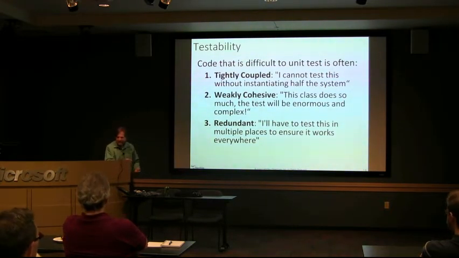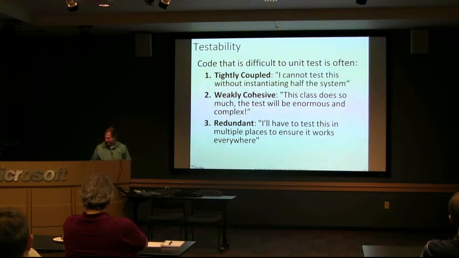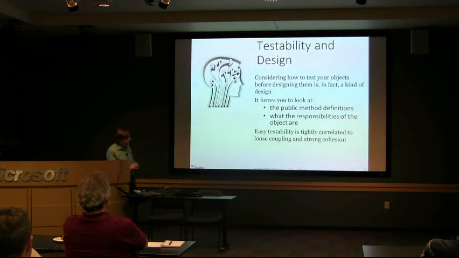And what I realized is anytime I hadn't thought about how I was going to test it, I often had bad design. But if I thought about how I was going to test it, my design was better. In fact, the testability of code was related to the quality of the design of the code. This is a profound insight. So there's this relationship. It forces you to look at the public methods again.